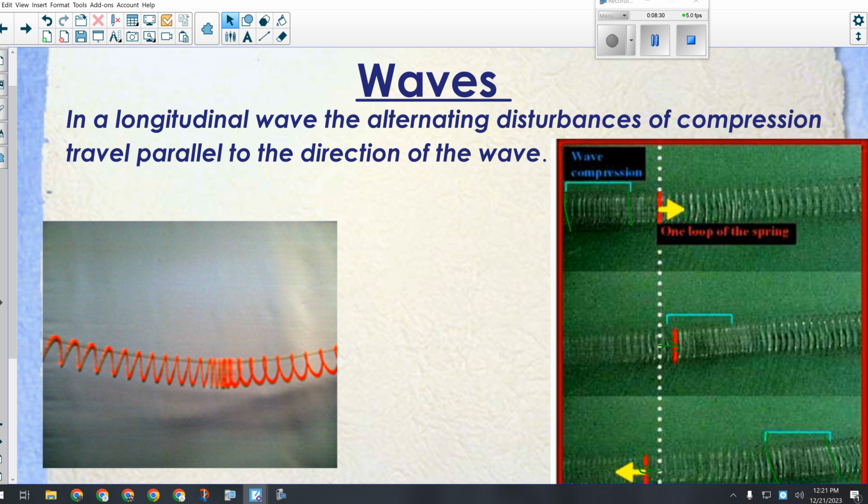The slinky isn't moving from A to B. The slinky is just oscillating back and forth. But the wave is traveling along the slinky. Everybody with me on that? That's why we said yesterday that waves are not traveling from point A, or sorry, the medium is not traveling from point A to point B.